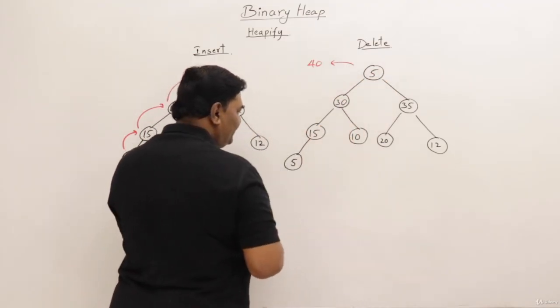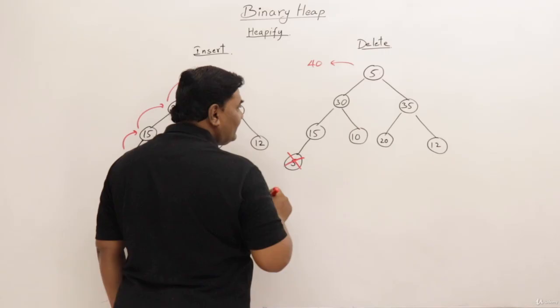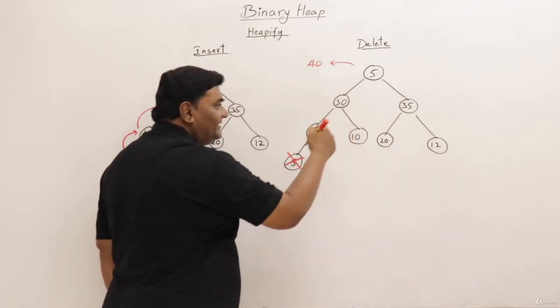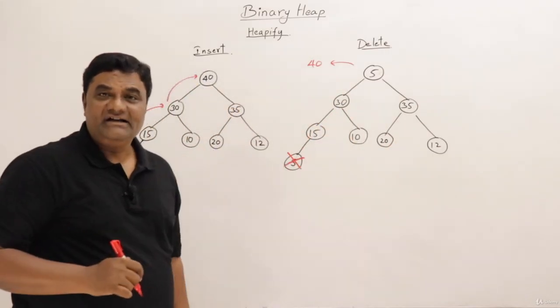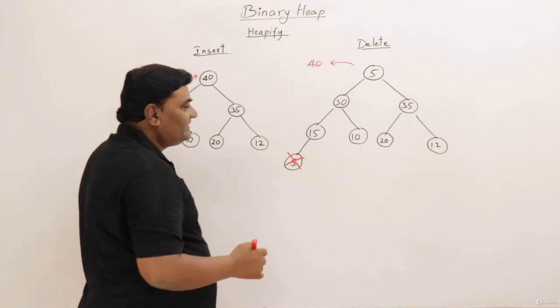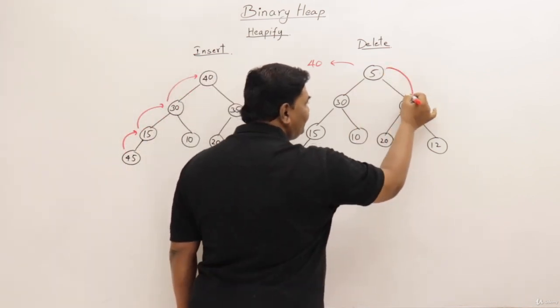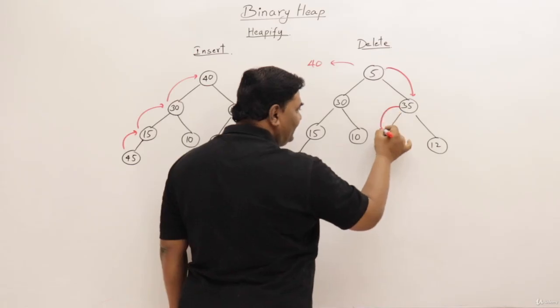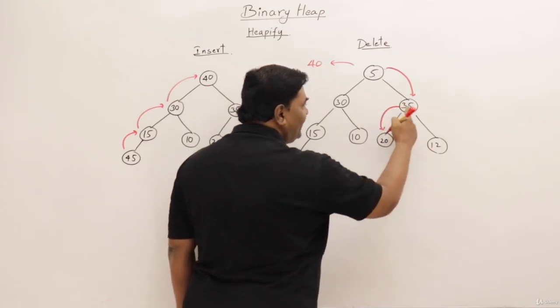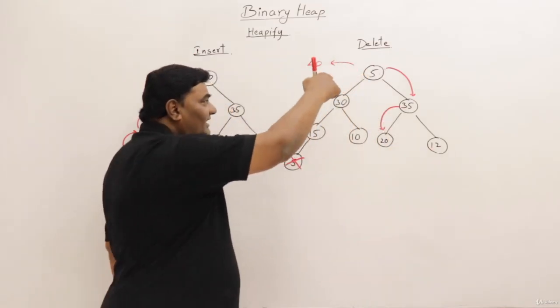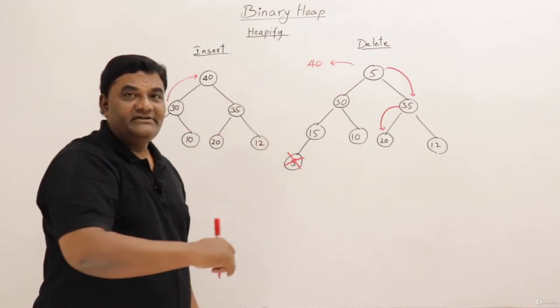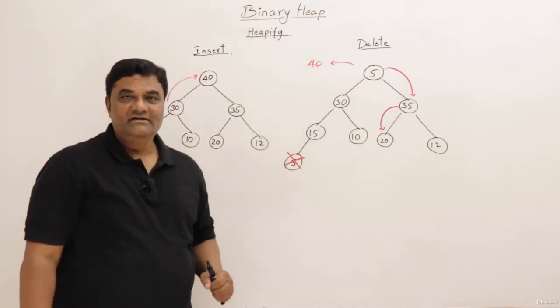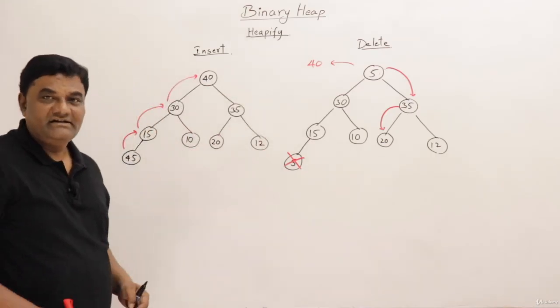So 5 will come in its place and 5 is removed from here. Now this is a complete binary tree but not a max heap. So we try to adjust. How? We compare with the child. This is the greater child, so we swap it with this one. Then again we compare with the child, this is greater out of these two, so swap it with this one. So we bring down the element from root towards leaf. This is important. Now we are ready to understand.